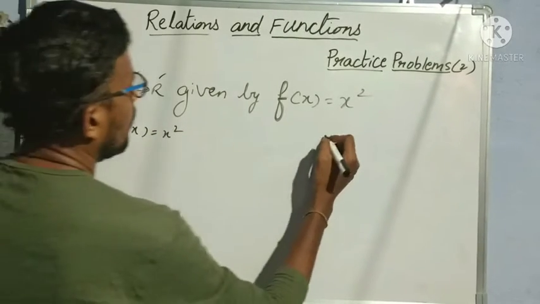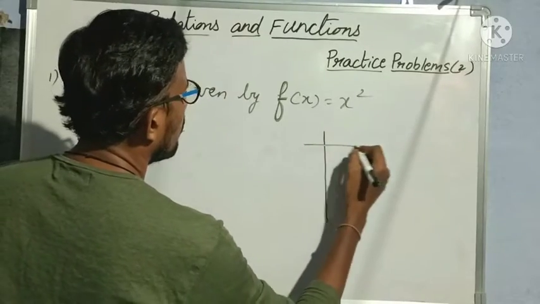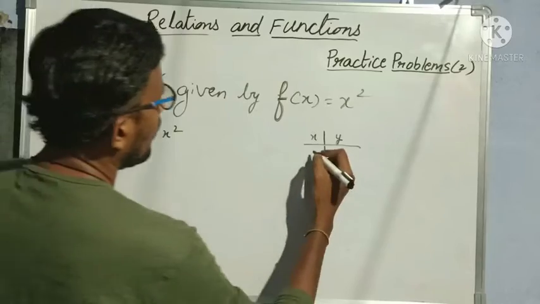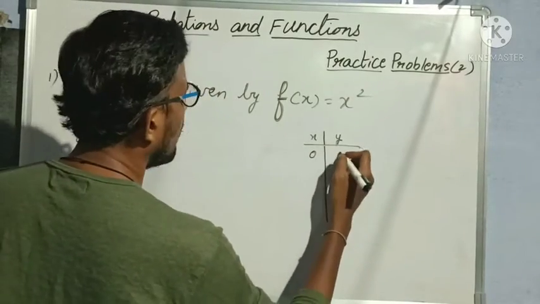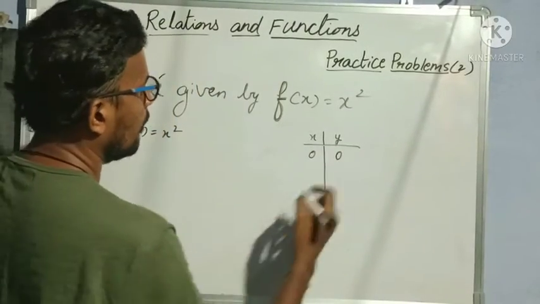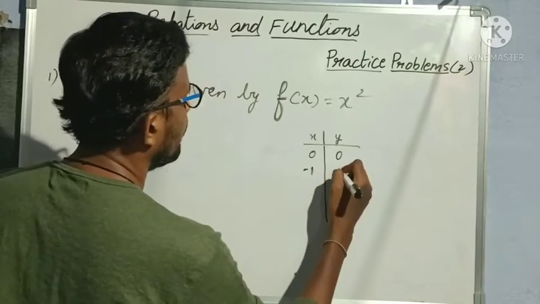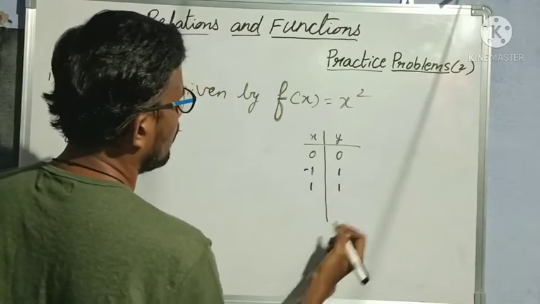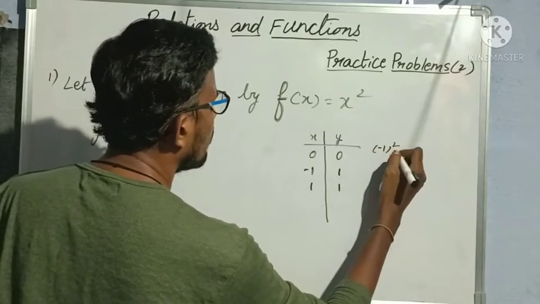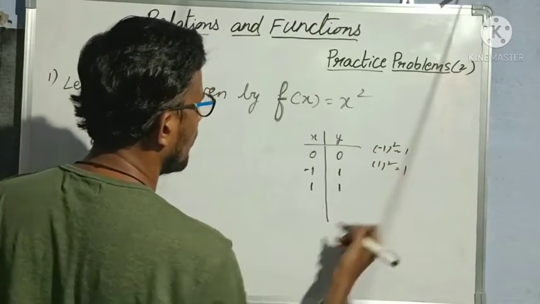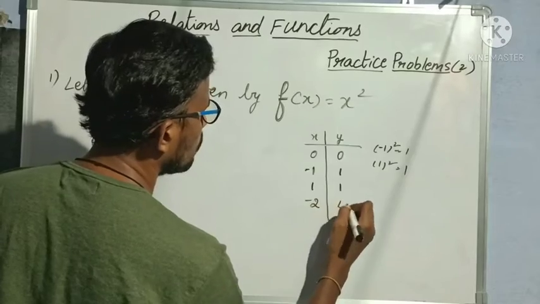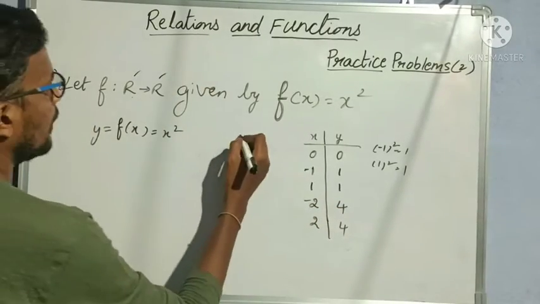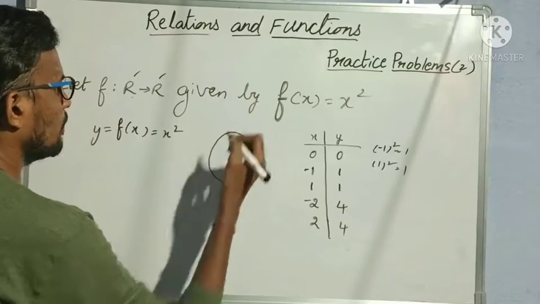Now here I will take x values and y values. If I take x value as 0, y value is also 0. If I take x value as -1, then y value is 1. If I take x value as 1, then y value is 1. Why? Because -1 whole square is 1 and 1 whole square is also 1. If I take x value as -2, y value is 4, and x value as 2, then y value is 4. If I take the arrow diagram, it will be like this.